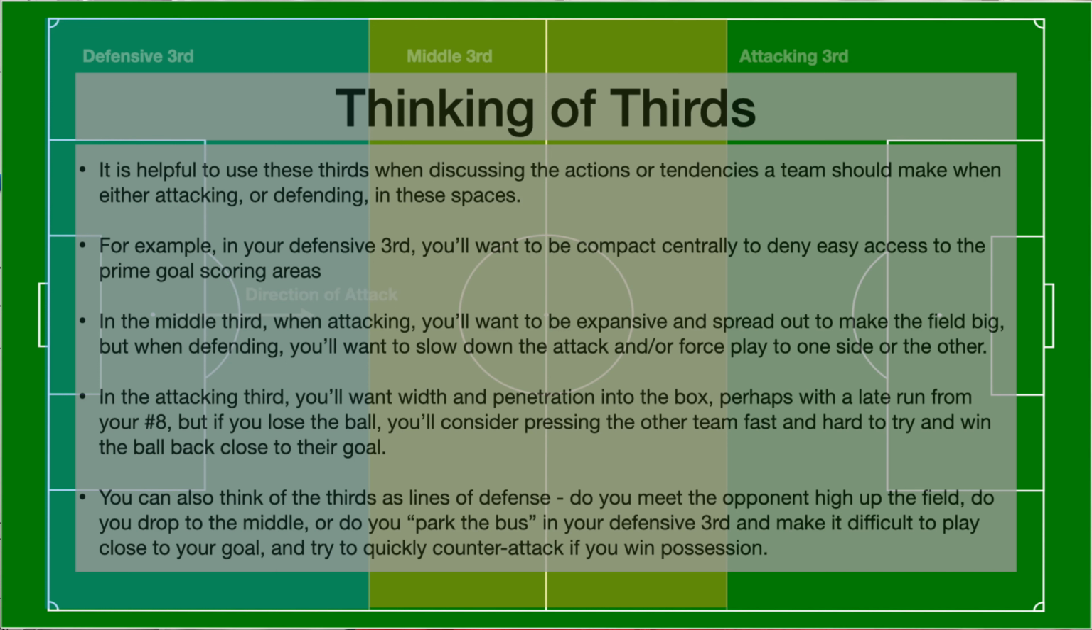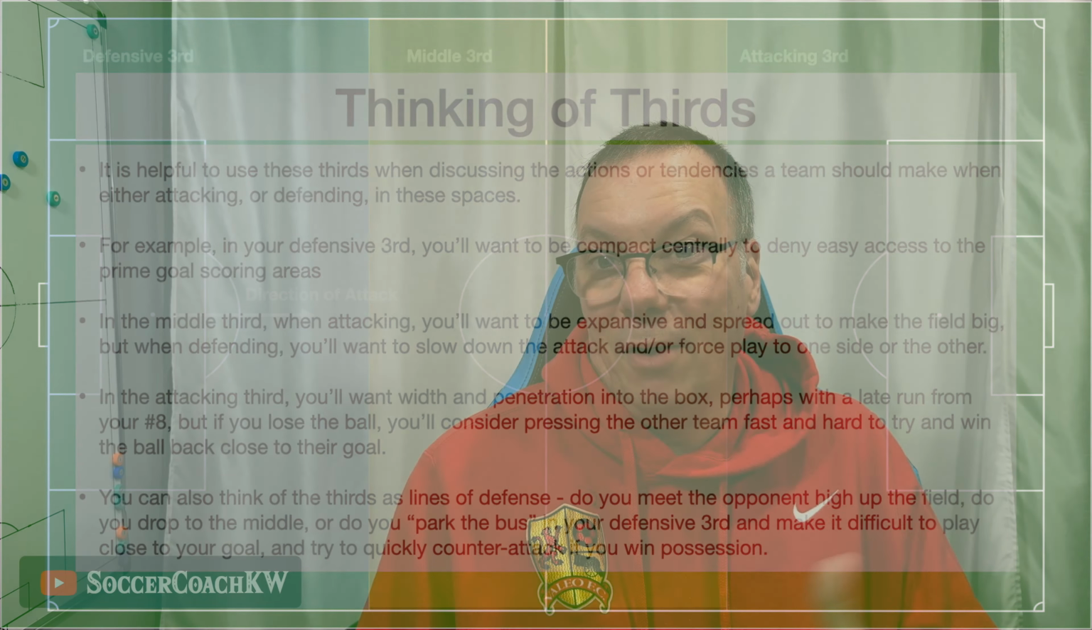Again, you can also think of those lines of thirds in defensive terms. When you're in your defensive half, you're really tight and compact. Maybe you're playing a team that you feel like you can press high up the field. So maybe you're going to meet that team as high up the field in the attacking third with the hope that you're going to win the ball back close to their net so you can turn it right around in a transition.